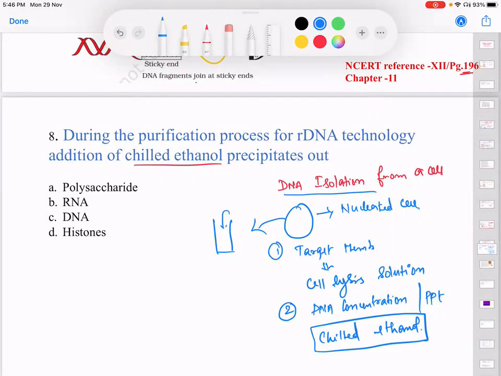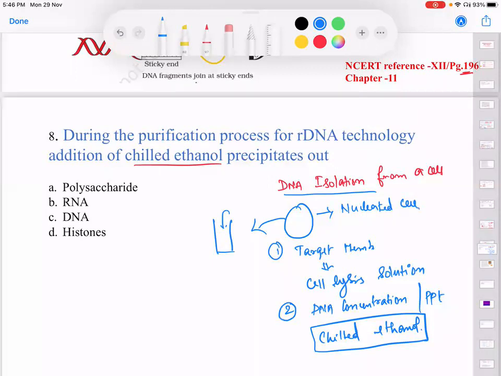This question was actually asked in, I think, NEET 2018, but in another way. They had given, in order to isolate or precipitate DNA, which is the chemical that can be used. One of the options was chilled ethanol, which is correct. Now they have made that option the question, and the question an option. So just reversed, but the concept is all the same.